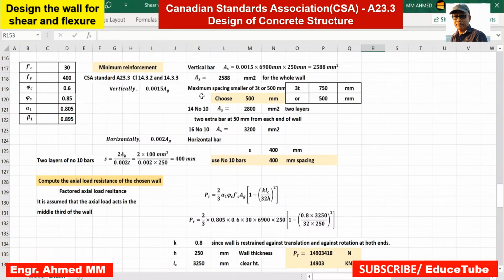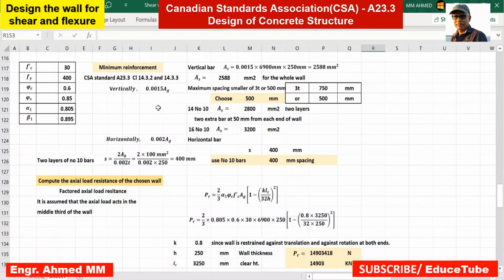Next, we need to find maximum spacing. But there is a way to find. We have to get 3T or 500. Which one is smaller? So let's check that. 3T means 750 or 500. Out of these two, 500 is less. So we must choose 500 millimeter spacing.